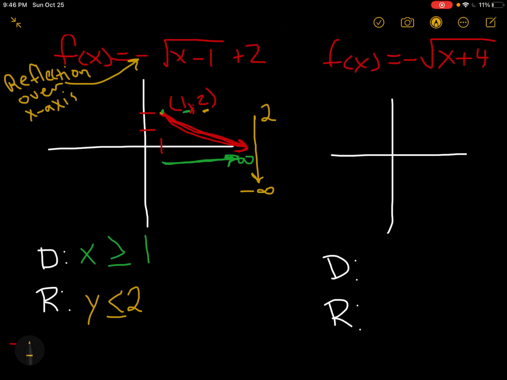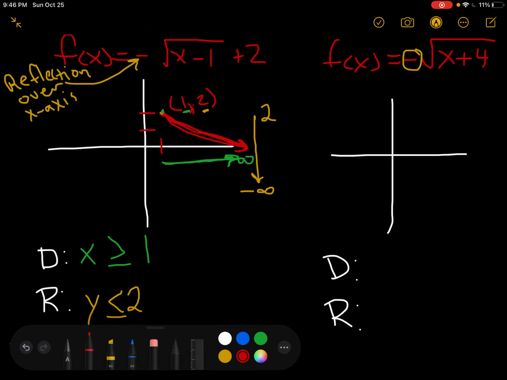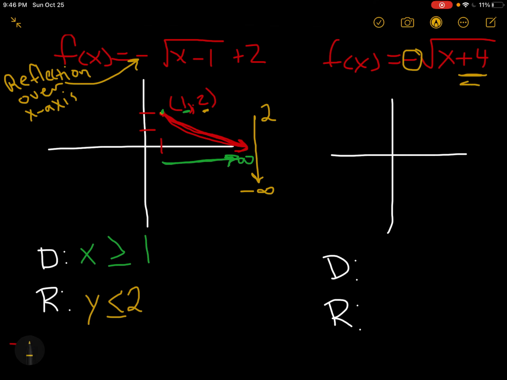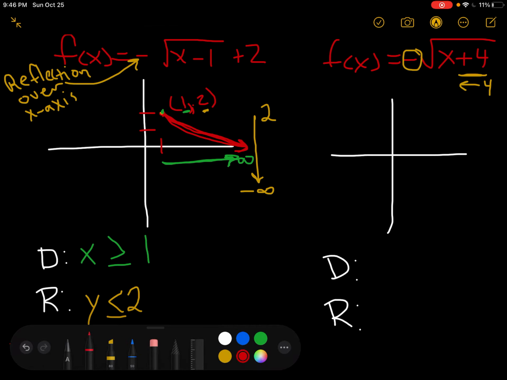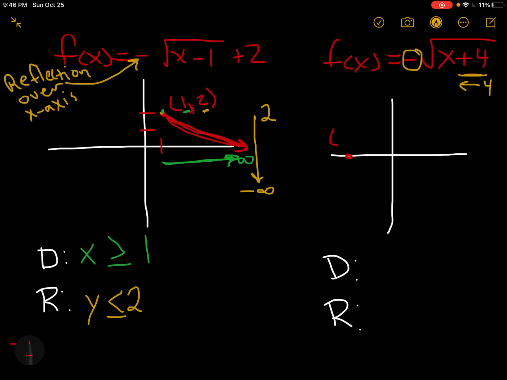So let's take a look at the second example. Again, notice we have this negative sign out in front, which causes it to be a reflection. And this plus 4 actually moves my graph to the left 4. So what I end up with is a point here at negative 4, 0, and a graph that's going to look something like this.